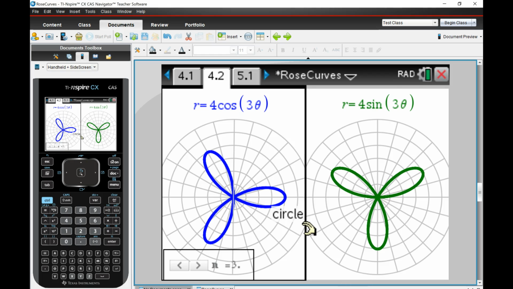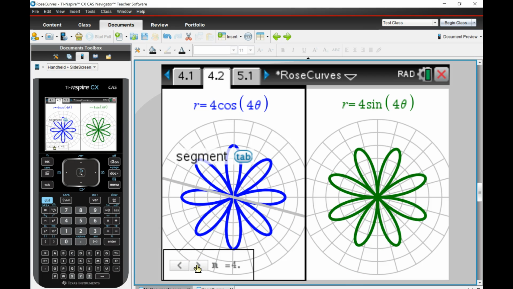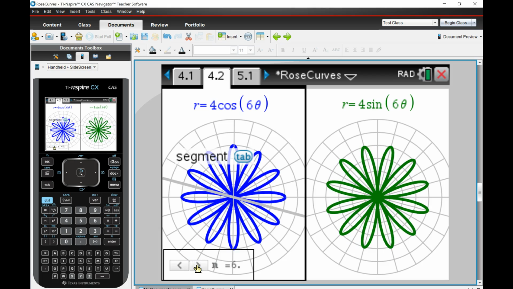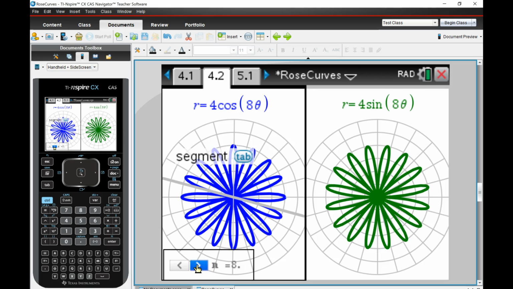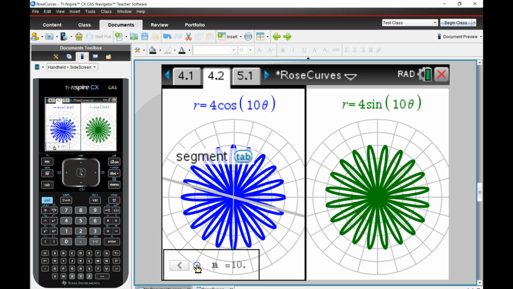Okay, and again, we know it's a rose, so that's a cosine or sine n theta. How many petals? 3. So it's just n. Odd number, it's just n. Okay, and then 4, 5, 6, 7, 8, 9, 10. That's always fun to watch. Okay, all right.